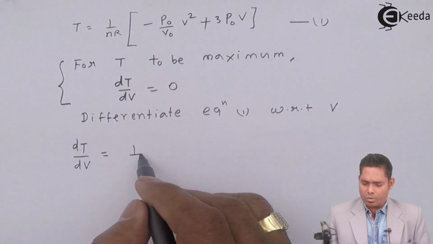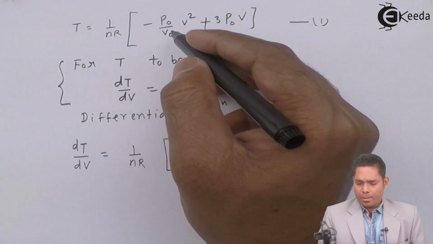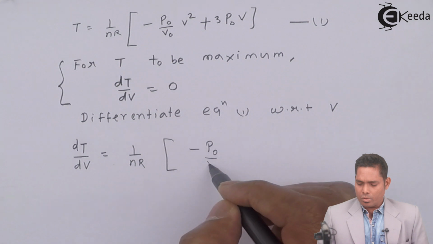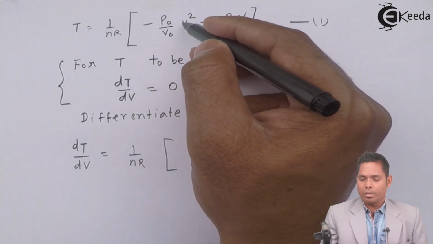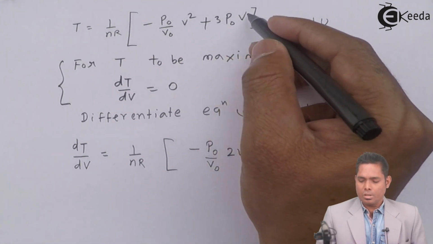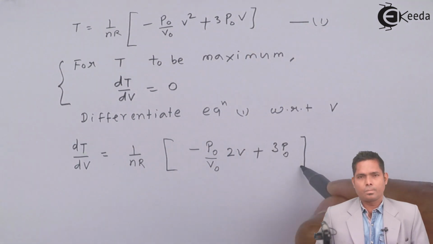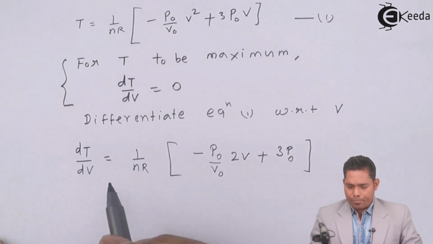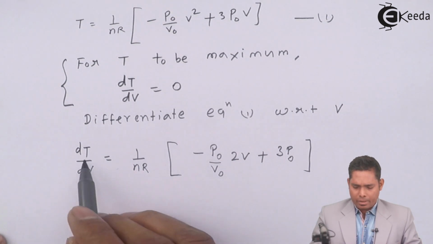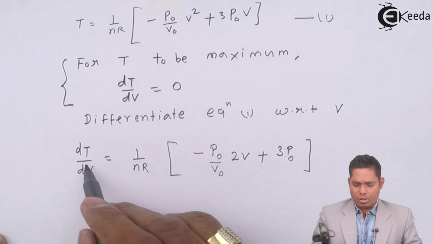1 by nR is a constant, and if I differentiate what is inside with respect to V, this is 2V. So this is minus P naught by V naught, which is a constant and remains as it is, and the differentiation of V square is 2V, plus the differentiation of 3 P naught V, where the differentiation of V is 1. So this is the differentiation, and I'll make this 0, because I have to find the maximum temperature.